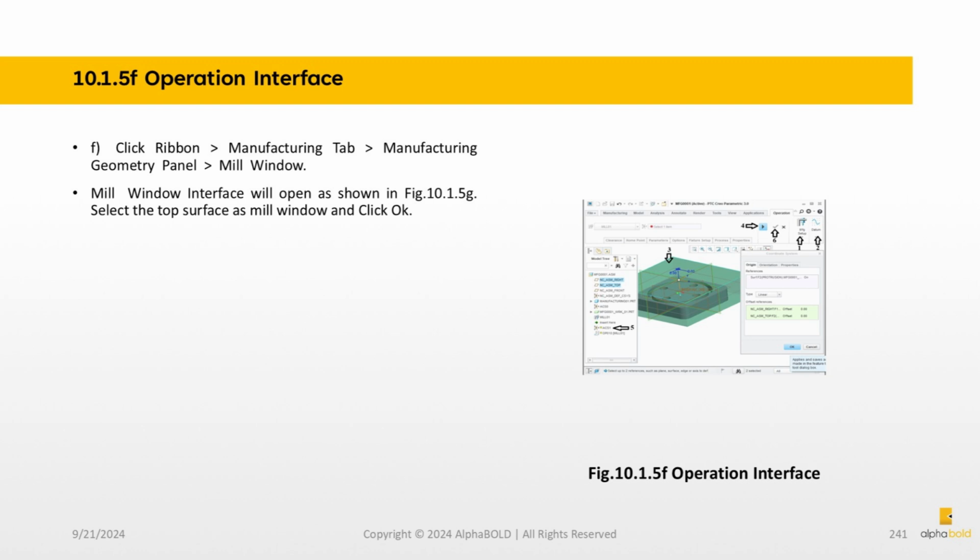F. Click ribbon Manufacturing tab, Manufacturing Geometry panel, Mill Window. The Mill Window interface will open. Select the top surface as the mill window and click OK.